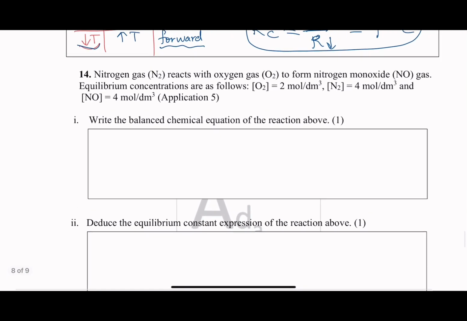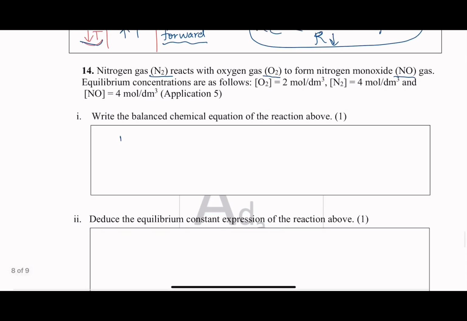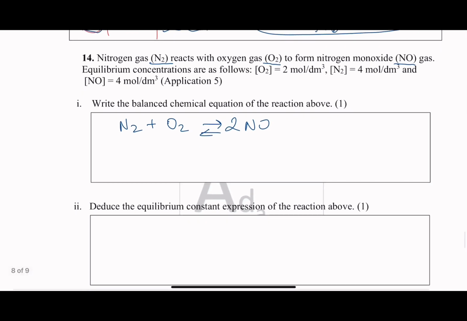Now we're moving on to question 14. It's asking us to write the balanced chemical equation of the reaction above. The reaction we have is N2 reacting with oxygen giving out NO. So N2 reacting with O2 giving us NO. And if you balance, we get it like this. This is the only thing you are asked to do in the first part.